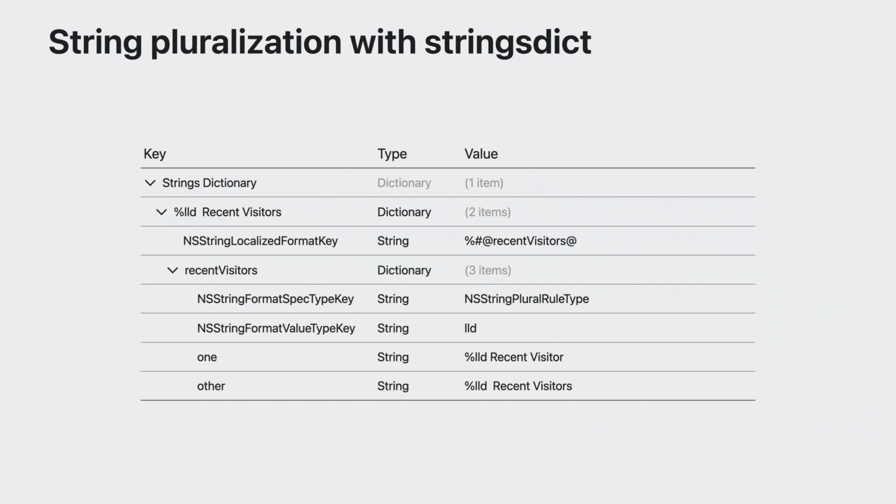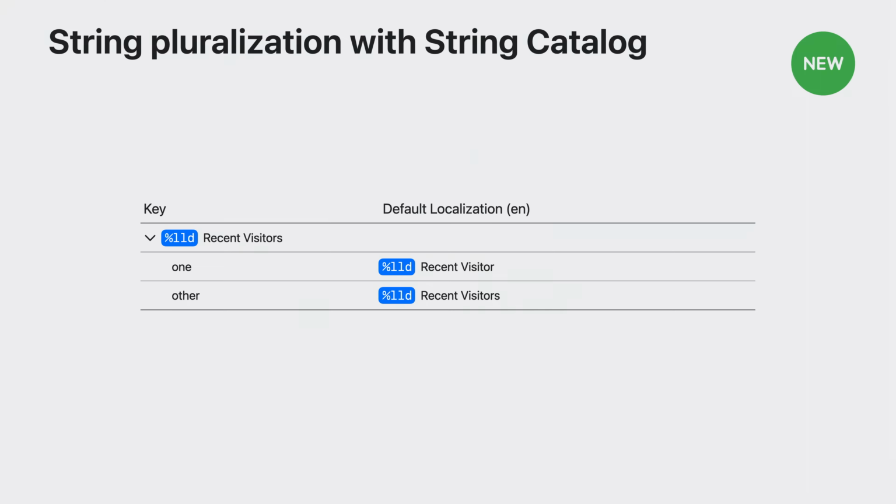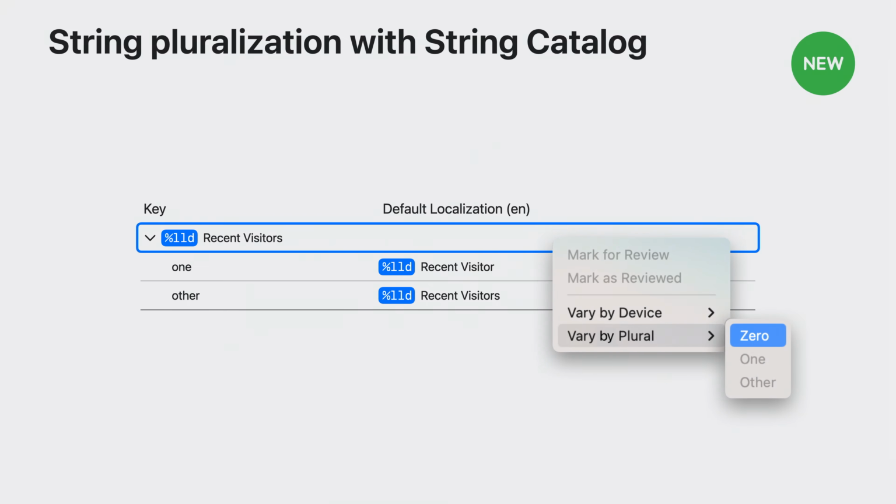Previously, solving this problem for a large number of languages would have required a stringsdict file. This plist format can be difficult to use correctly and introduces a fairly high barrier to a simple task like pluralizing a string. Now, the string catalog editor includes built-in support for string variation workflows. By revealing the context menu on a string, I'm presented with options to vary the string. And when I vary the string in the default localization, translations will automatically be varied as well.